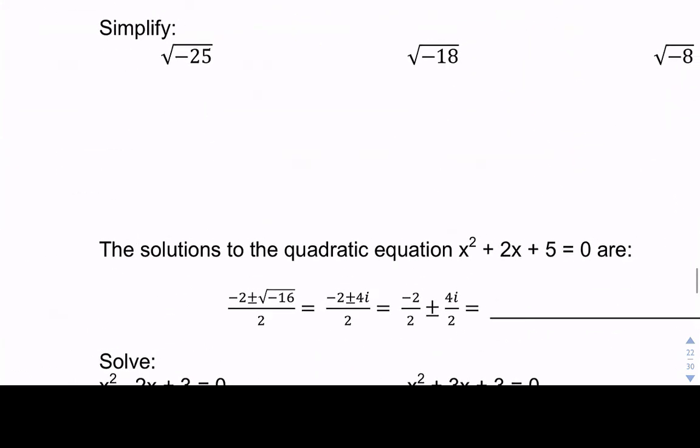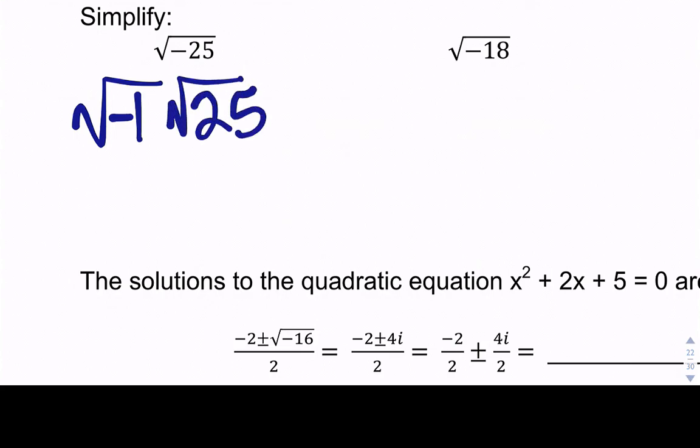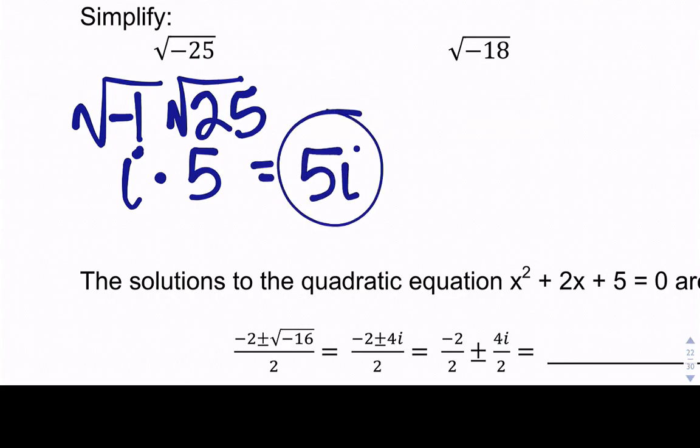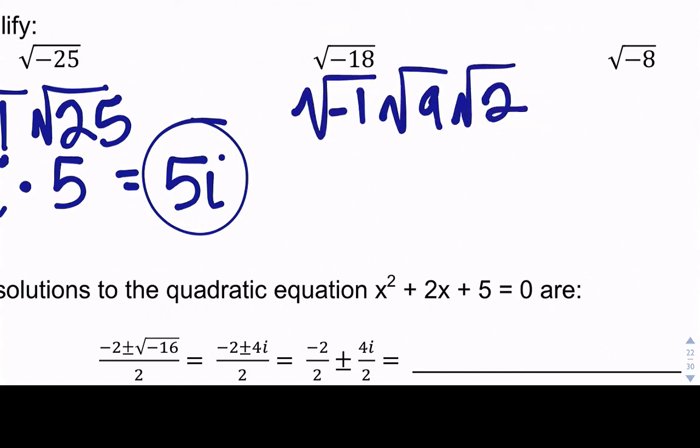So here's some examples. The square root of negative 25 is, pull out that square root of negative 1. That becomes an i, and then the square root of 25 is 5, and so that's 5i. The next one we have, again, let's pull out the square root of negative 1. Pull out the biggest square number from 18, and that's 9 and 2. Well, 9 is the biggest square number. So this is i times 3 square root of 2.